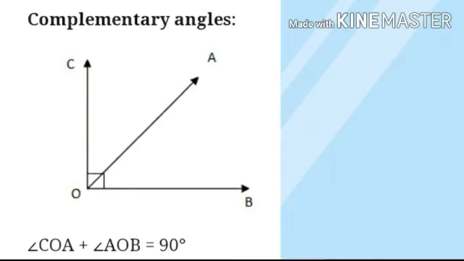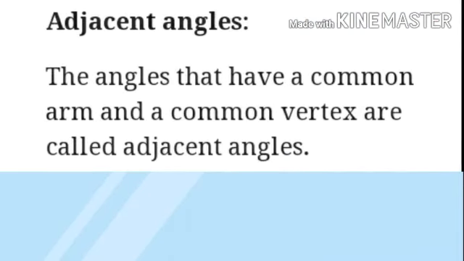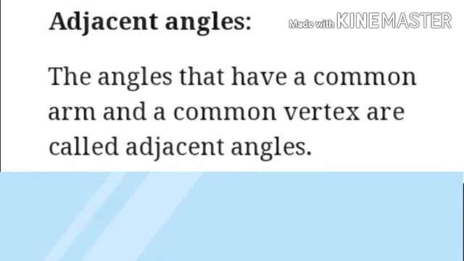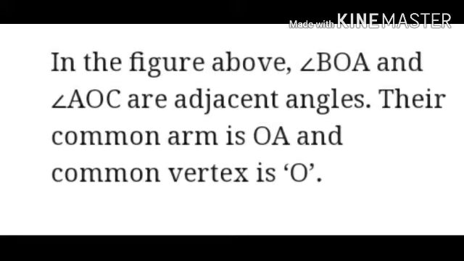Adjacent angles. The angles that have a common arm and a common vertex are called adjacent angles. In this figure, angle BOA and angle AOC are adjacent angles. Their common arm is OA and common vertex is O.